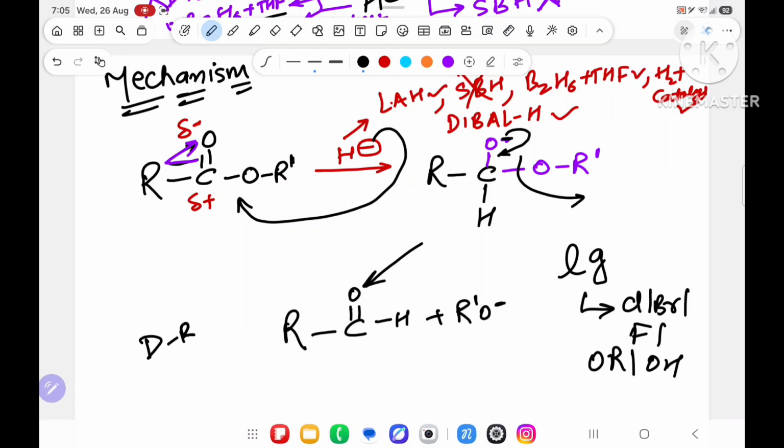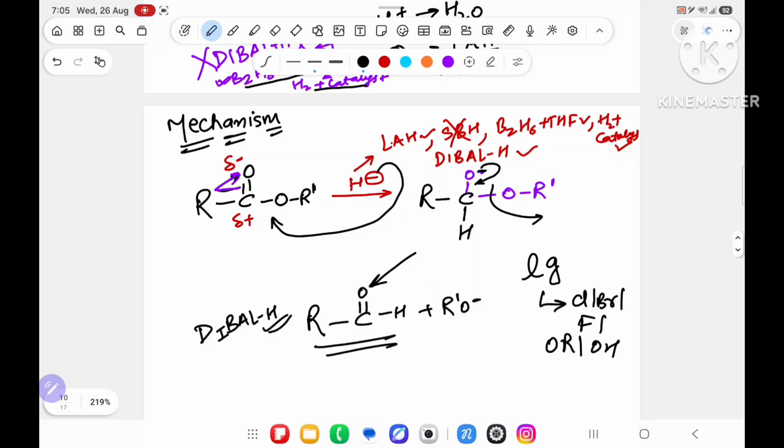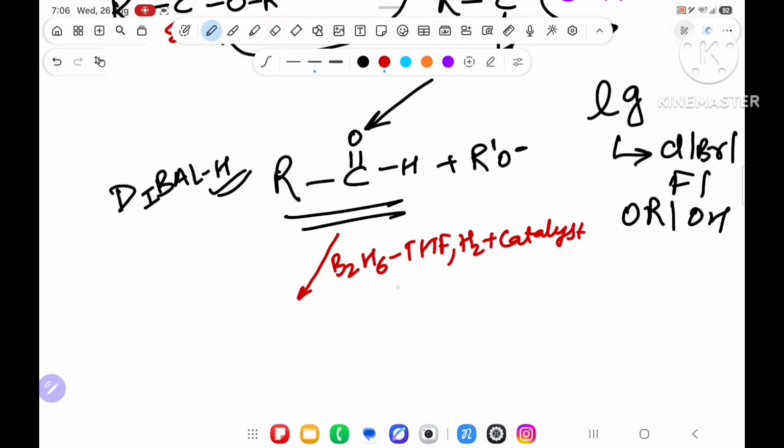If you are using DIBAL-H, the reaction stops up to this. The reaction stopped up to this with DIBAL-H. But you know that aldehyde will also convert into alcohol, and we are doing the preparation of alcohol. DIBAL-H can proceed the reaction only up to this, because DIBAL-H has only one H minus, no other H minus. The reaction will not proceed further. But if you have to proceed further, you have to use a reagent like B2H6 THF, or H2 plus catalyst, or LiAlH4.